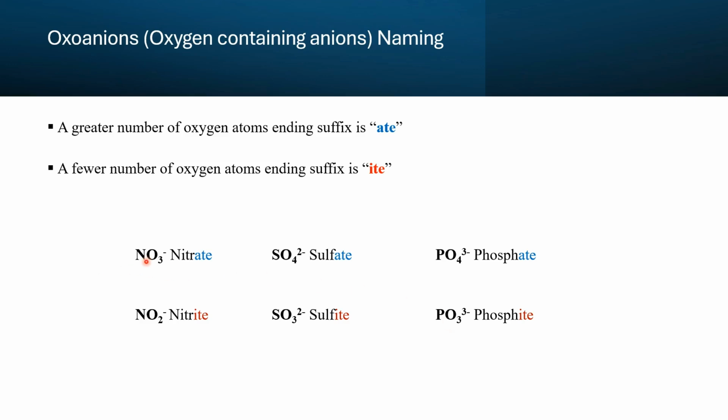Now you can see the ion containing fewer oxygen atoms we name by adding the ite suffix. ITE suffix. So nitrite, sulfite, phosphite. The ion containing a larger number of oxygens we name by adding the ate suffix. Nitrate, sulfate and phosphate. So the ate suffix always goes with the ion containing the larger number of oxygens, and the ion containing fewer oxygens with the ite suffix.